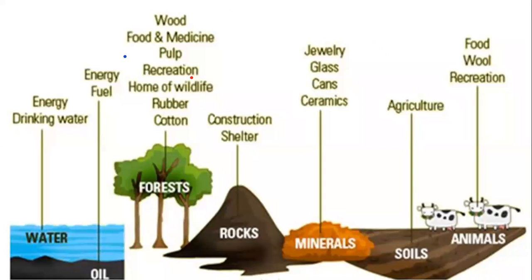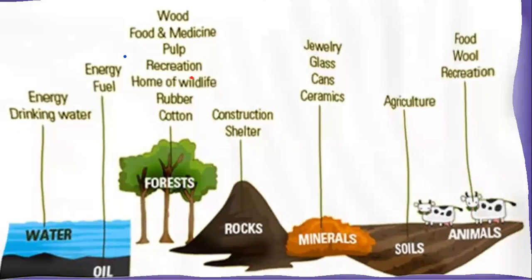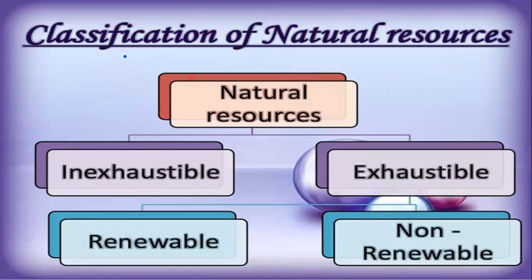Okay, now you can see the classification of natural resources. Again, this is just a recap for you: the natural resources which you can see in front of you can be inexhaustible or exhaustible resources. Again, if I'm going to ask someone, what is the meaning of inexhaustible resources? What are inexhaustible resources?